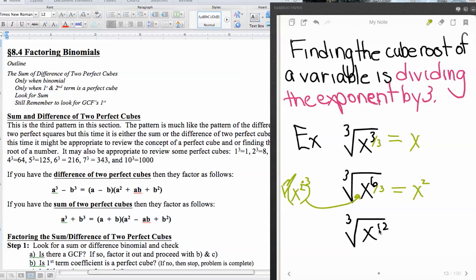Now, here we have the cube root of x to the 12th, so that's division by 3, and so the cube root of x to the 12th would be x to the 4th. And again, you could see if we raise that to the 3rd power, 4 times 3 would equal 12. So that's how you find a cube root of a variable.